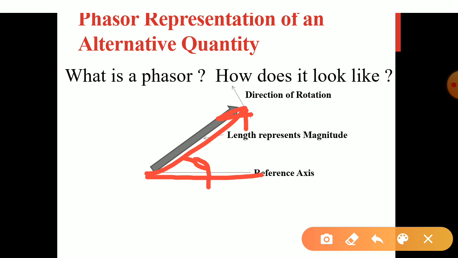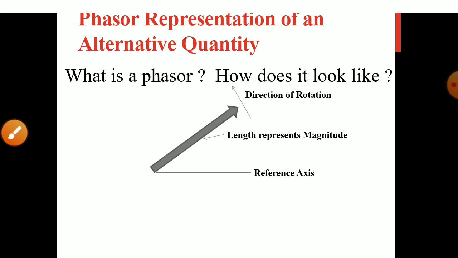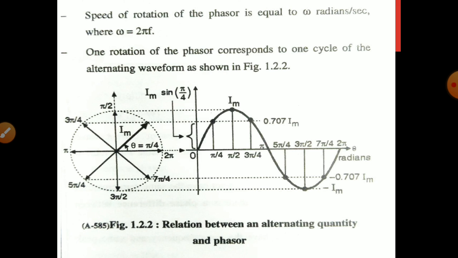Thus, the length of the phasor represents the RMS value here, and sometimes the length also represents the peak value. The scalar speed of rotation of the phasor is equal to omega. What is omega? Omega is equal to 2 pi f. One rotation of the phasor corresponds to one cycle of the alternating waveform.